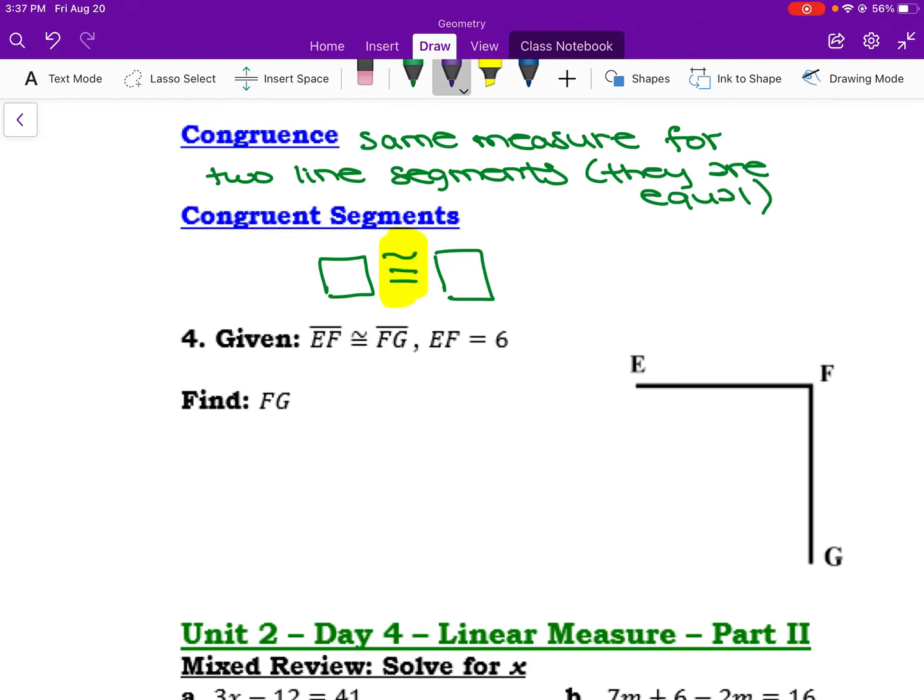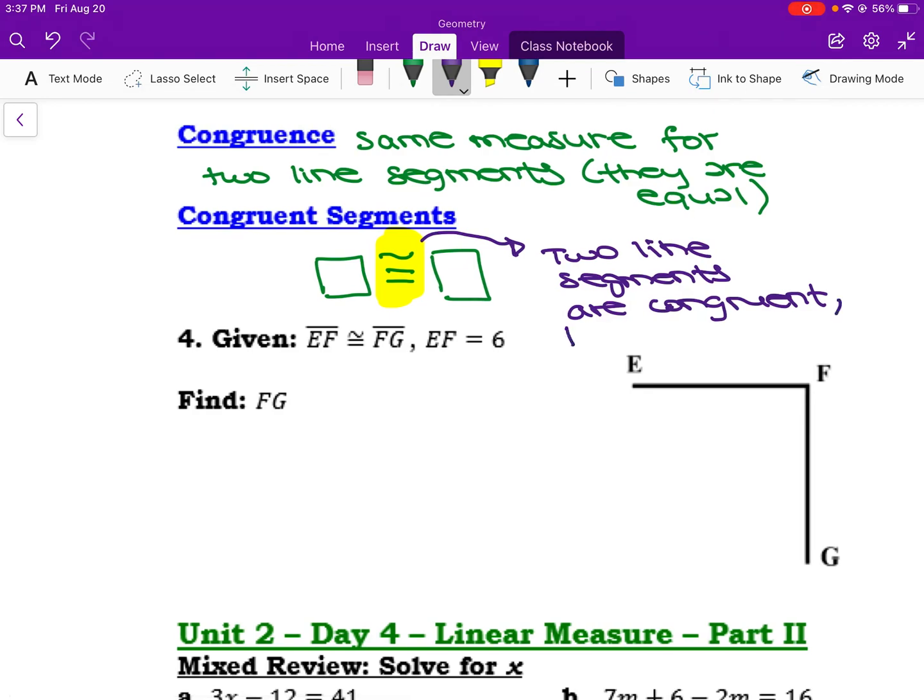And this says that, in this case, two line segments are congruent. Segments are congruent. And remember, because we just established that congruence means that they are equal, they have the same measure. So if two line segments are congruent, they are equal, or they have the same measure.